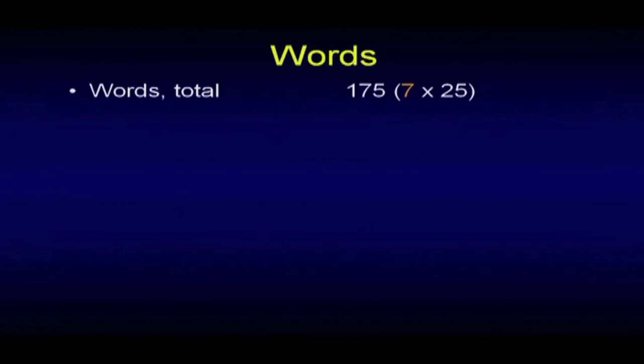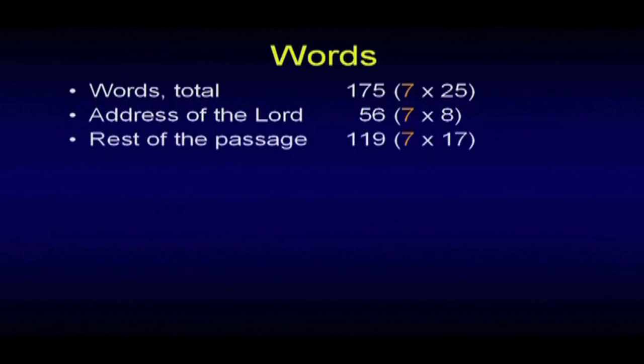It gets worse. I only gave you 9 constraints, okay? Words. Total words I told you were 175. In the address of the Lord, there were 56. In the rest of the passage, there was 119. Each one of these are multiples of 7.